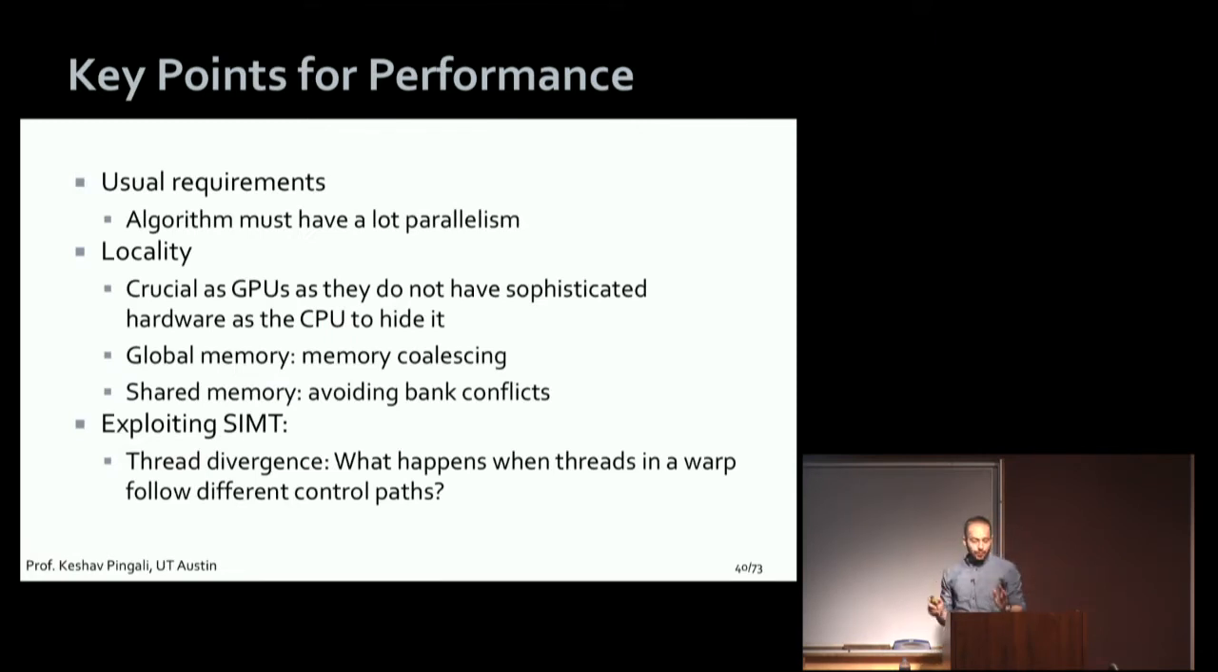So the key point, okay, so that was your first program. You can run that, and you will get some data back. But how do you write good code that will be able to utilize all the power that you have in the GPU? So it's the usual requirements that you have to do locality. You have to make sure that you're accessing memory in a way that there are very few cache misses. And you have to, of course, have a lot of parallelism.